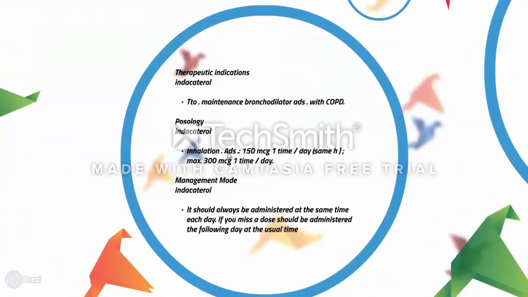Therapeutic indication is treatment maintenance of bronchodilation in COPD. Posology: inhalation at 150 micrograms one time a day, maximum 300 micrograms one time a day. Method of administration of indacaterol: it should be administered at the same time each day. If you miss a dose, it should be administered the following day at the usual time.